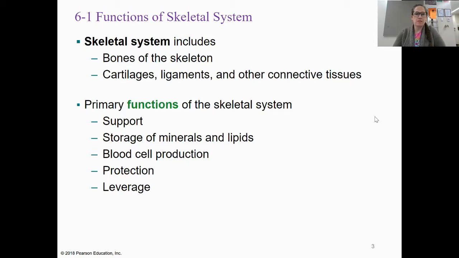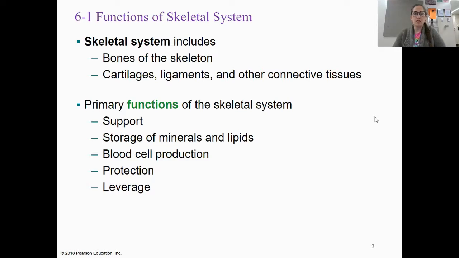So the skeletal system itself not only contains skeleton, so bones, but it also has cartilage, ligaments, as well as a variety of other tissues that are involved in the functionality or physiology of the skeletal system. You can see a list of the primary functions, support and protection being two key pieces. Support allows for movement to take place, as does the connection between muscles and bones, which provides leverage, and those are going to occur at joints.